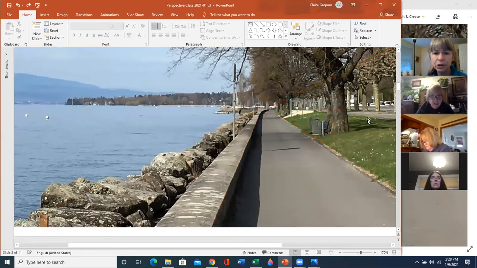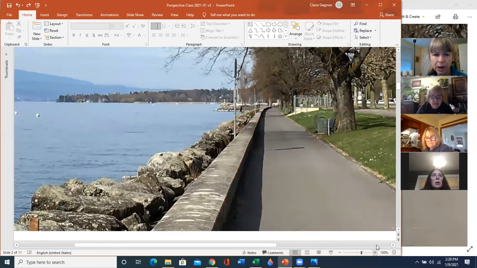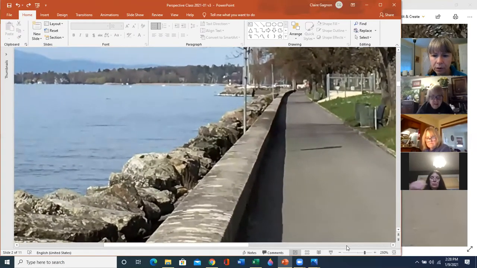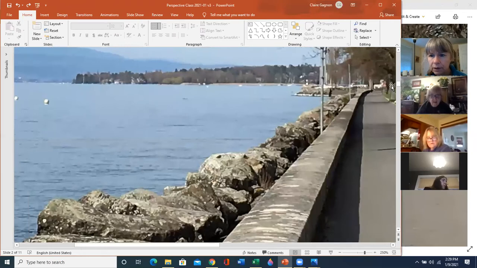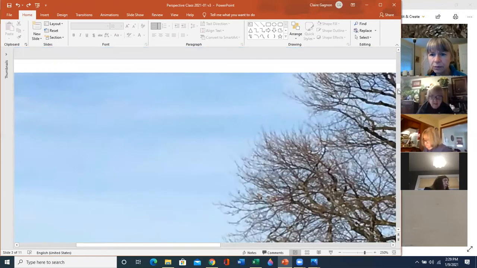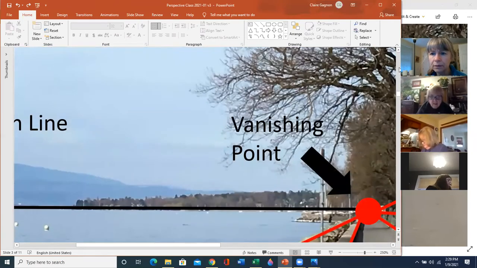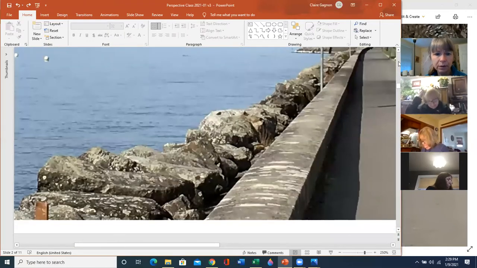So if I were to go here where there are no lines and do a close-up on the rocks, just trying to make sure that I position it so you guys can see okay. It's just hard. Okay, here.